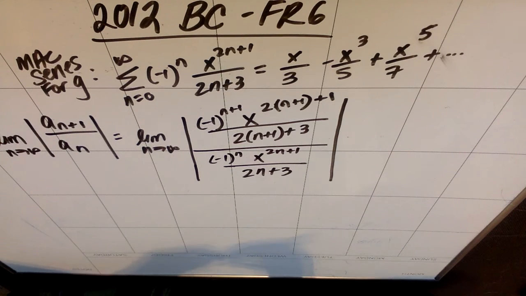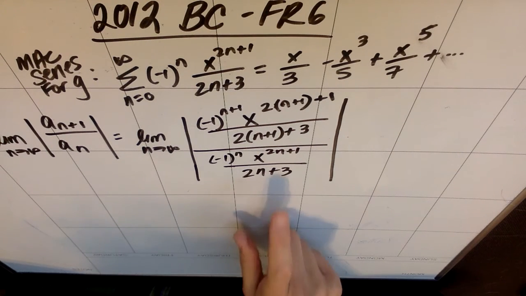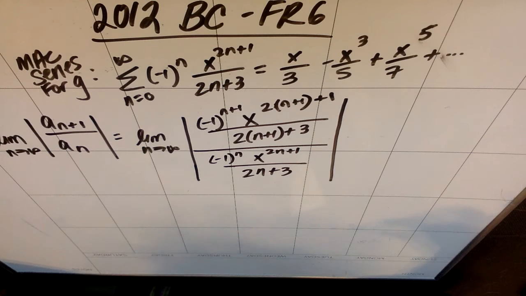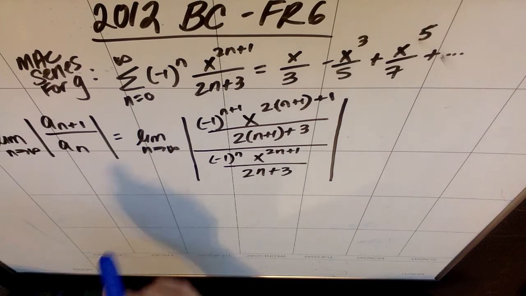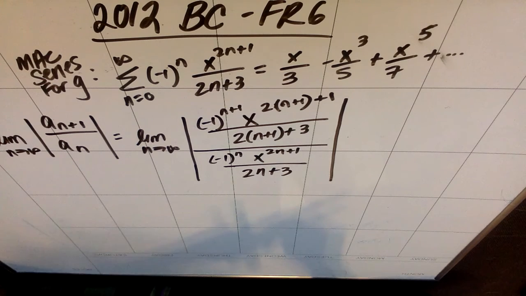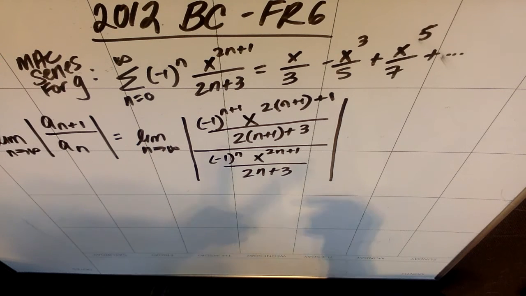It's worth noting that just having this ratio set up is one of the points on your AP Calc test. Every single time, if it's a ratio test problem, set up the ratio of a sub n plus 1 over a sub n and get your free point. Later on, you're going to have to actually find it as a limit, right? So evaluating the limit is going to be another point. So let's talk for a second about how this stuff shakes down.